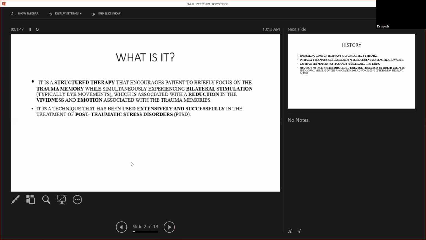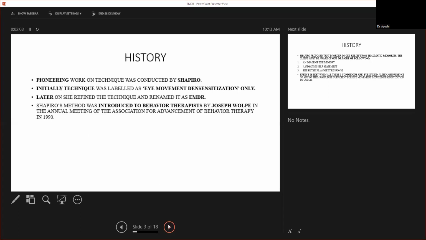So, what is it? It is a structured therapy that encourages patients to briefly focus on the trauma memory while simultaneously experiencing bilateral stimulation, that is typically with eye movements, which is associated with a reduction in the vividness and emotion associated with that trauma memory. It is a technique that has been used extensively and successfully in the treatment of post-traumatic stress disorder.